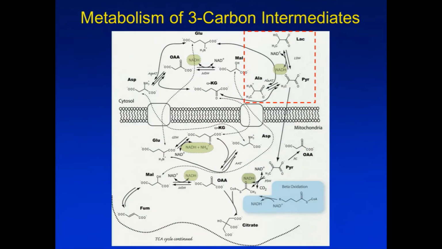And here's just kind of a schematic for pyruvate metabolism. Right now, we're just going to look at the red box. You can see that through lactate dehydrogenase or alanine aminotransferase, it's in rapid exchange with alanine and lactate, and this goes right back to the Warburg effect.